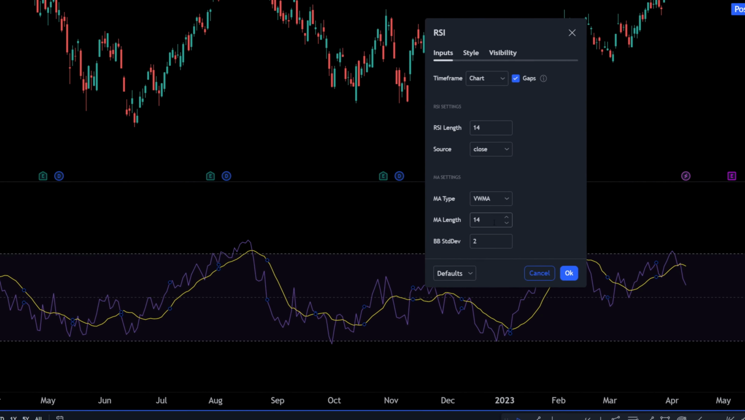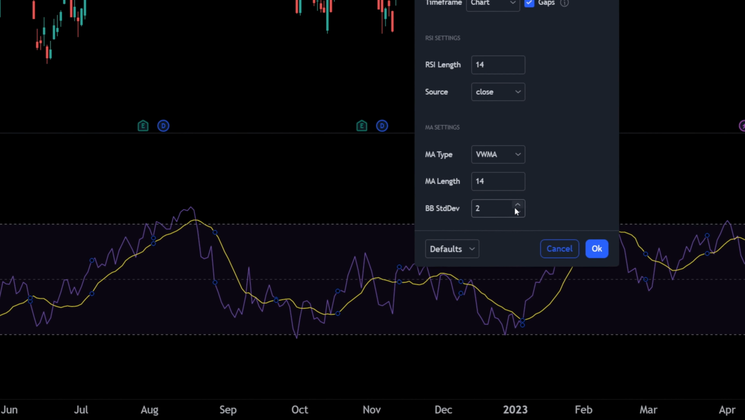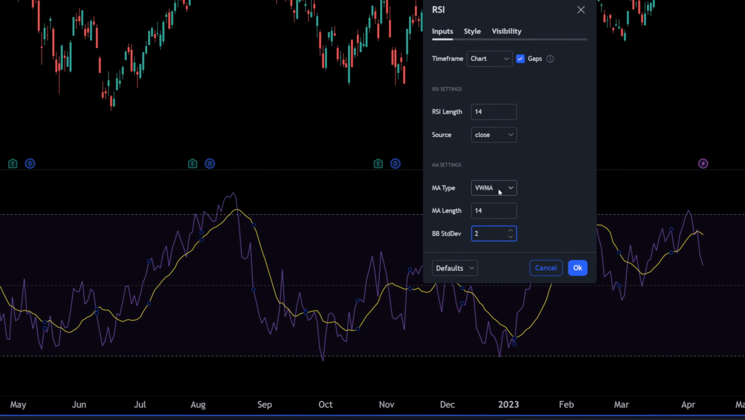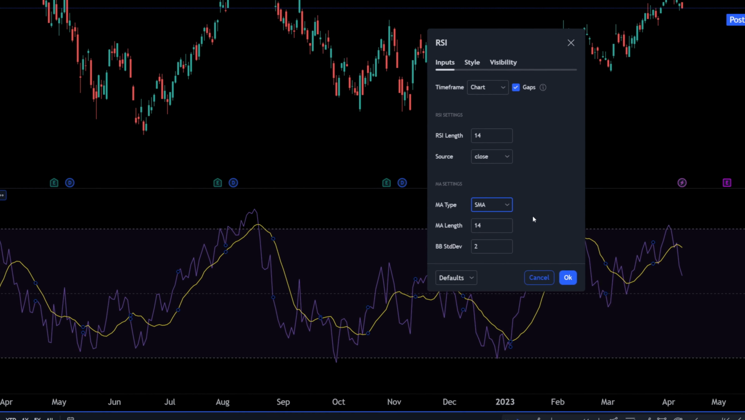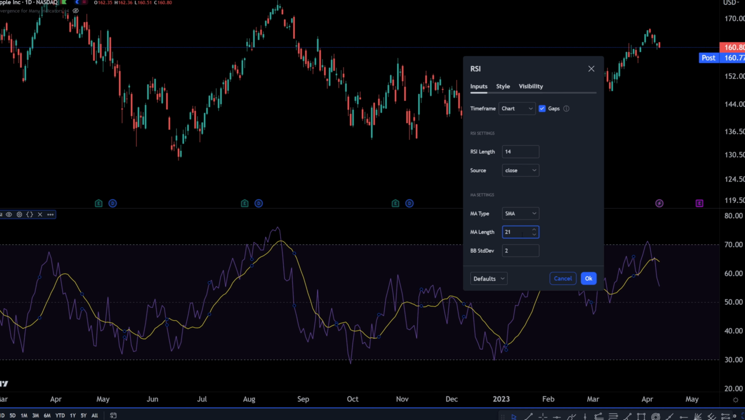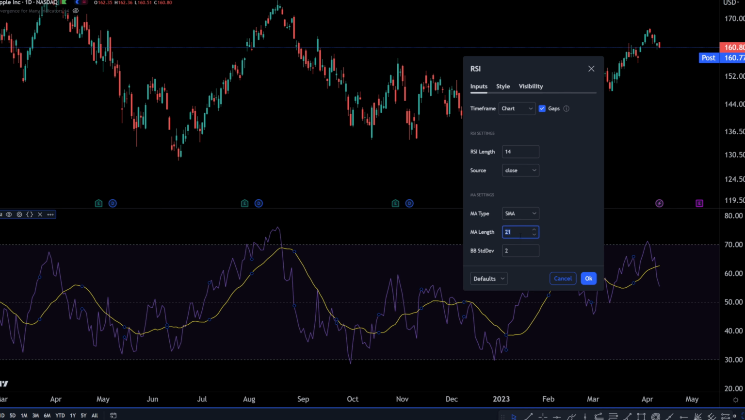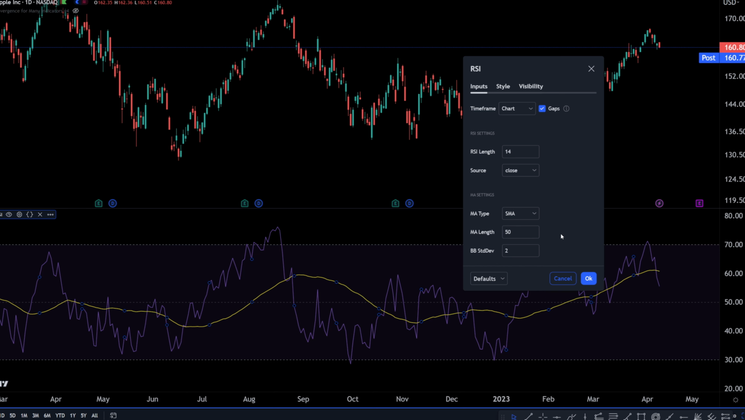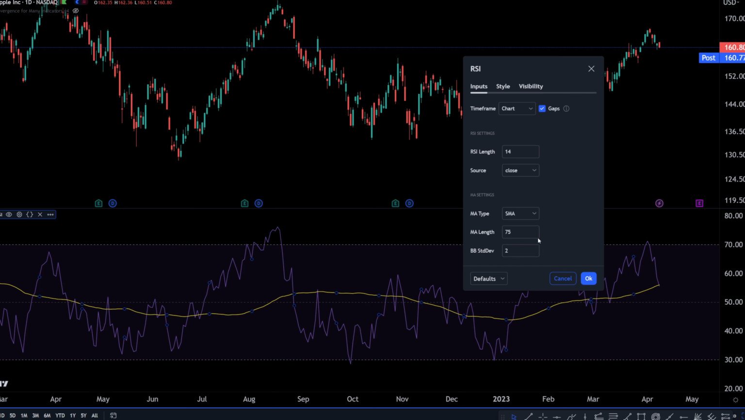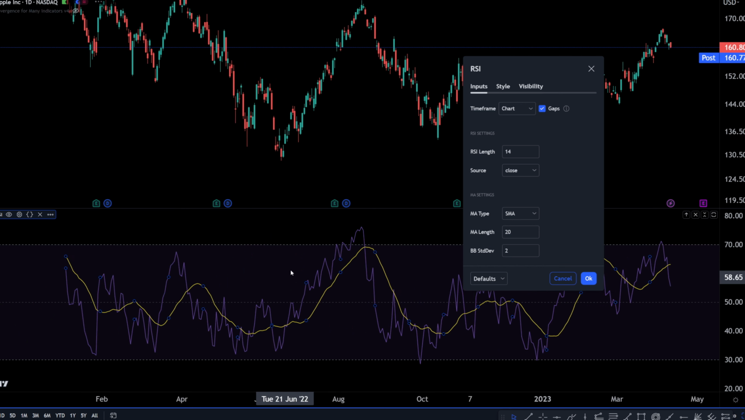Now, below those settings, you are also going to have the opportunity to change the MA length and the BB STDEV parameters. Here's an explanation of each parameter and how you might change them to make more profits. The first one you can change is the moving average length. The moving average length is the number of periods used to calculate the moving average applied to the RSI values. By default, the moving average length is set to 14 periods, which is the same as the standard RSI lookback period. Changing the moving average length can affect the sensitivity and responsiveness of the RSI-based MA line.